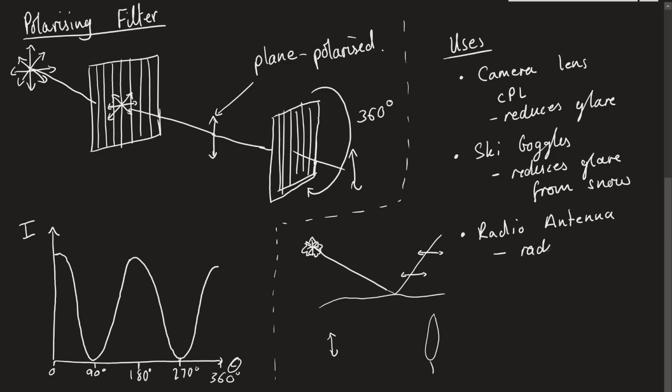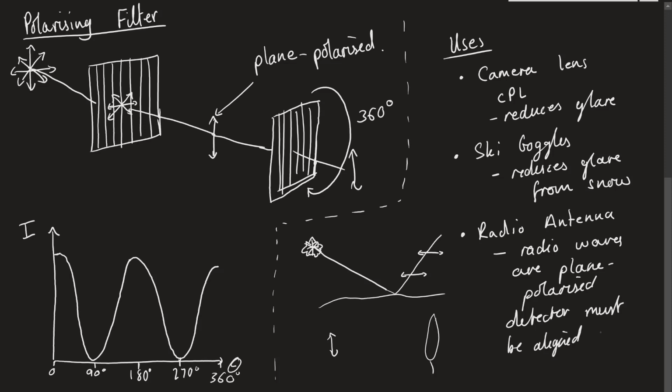So radio waves are plane polarized. So the detector or your antenna must be aligned in the same plane. Okay, this is why you can get a better signal just by rotating your antenna slightly, just to make sure you're completely aligned rather than only partially aligned.